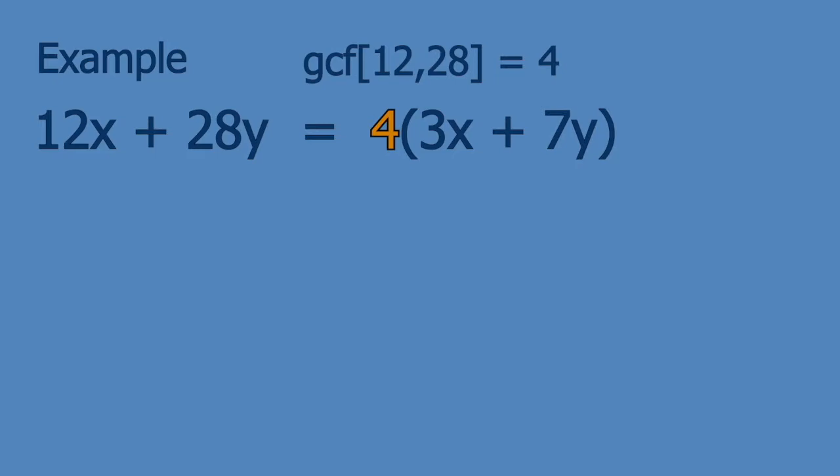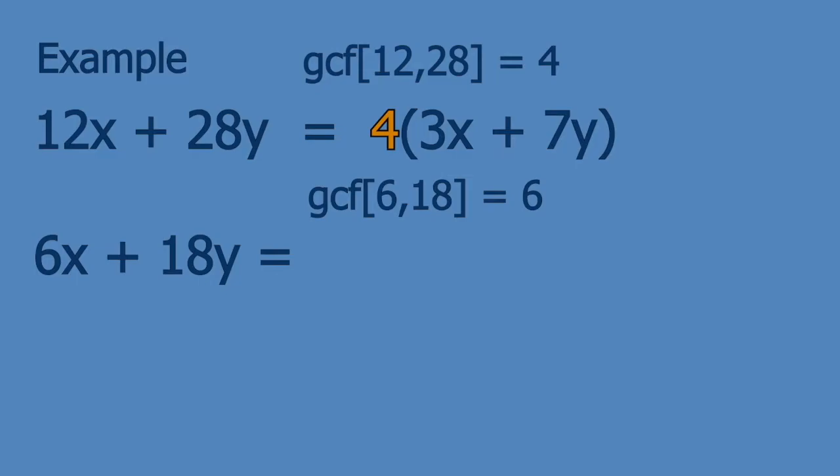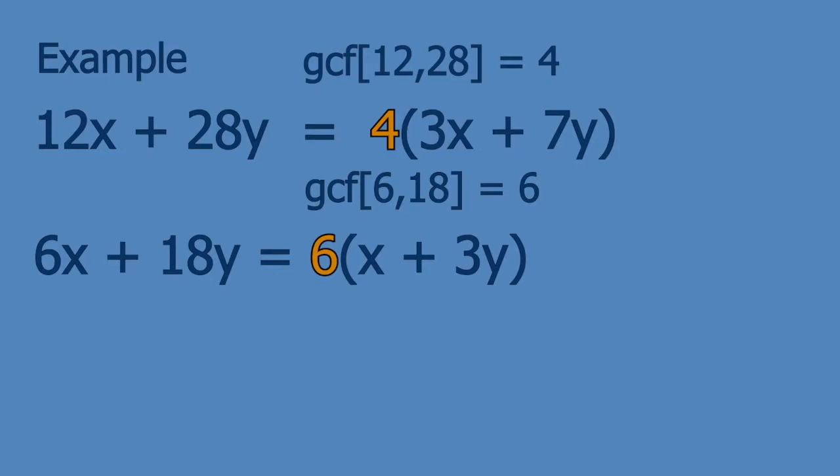Let's look at another expression, 6x plus 18y. Once again, from our previous example, we know that the greatest common factor is 6. So we can factor out 6 from both the x and y terms. In this case, it would be 6 times the quantity x plus 3y, written as 6(x + 3y).